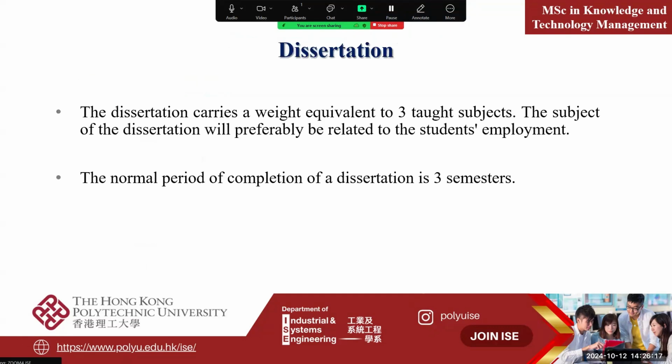The other thing is that the dissertation is equivalent to 3 subjects, so students can do it concurrently. The other advantage for students doing a dissertation is that they can concurrently study subjects and conduct the dissertation at the same time. Some students can shorten their study time because they can finish 7 subjects at the same time as they do the dissertation. They can shorten their study period. This is another advantage.